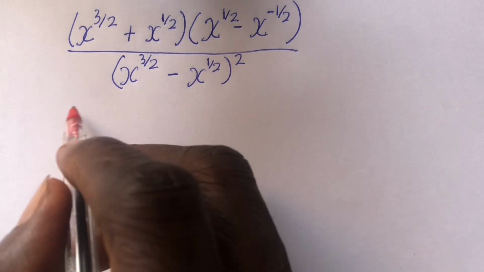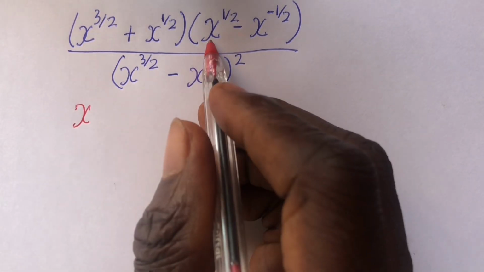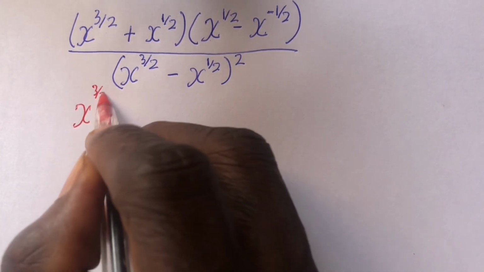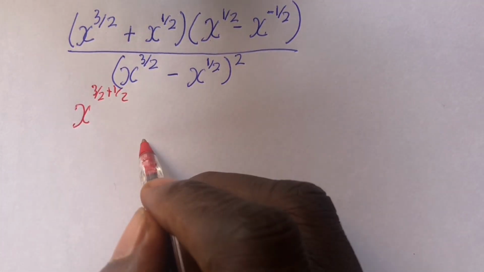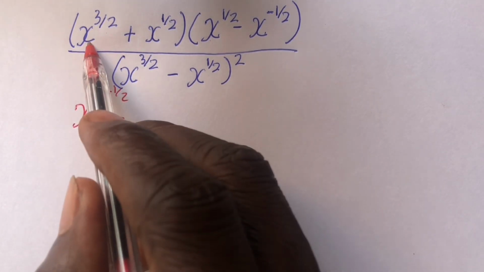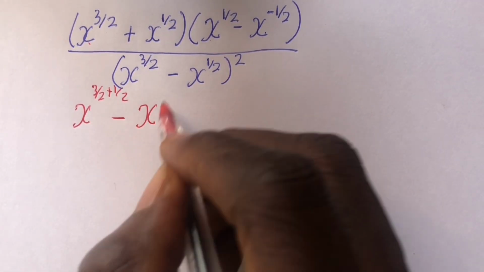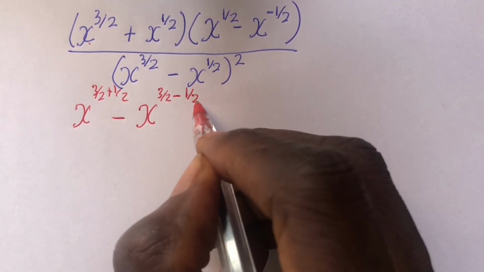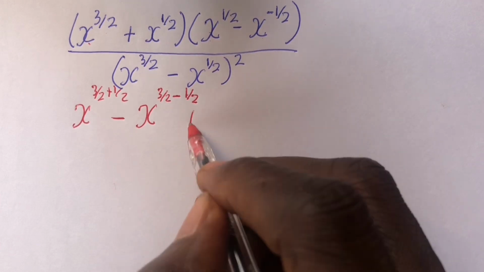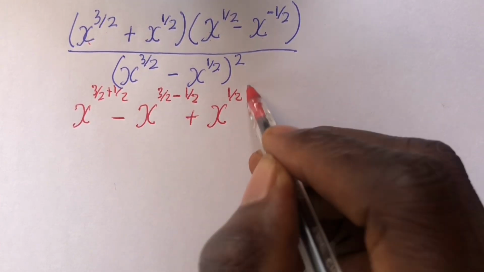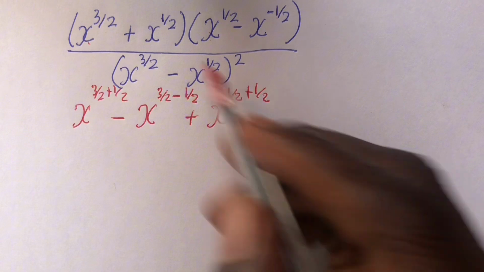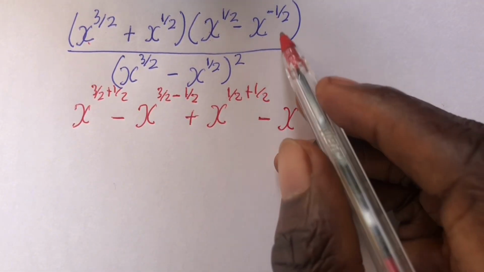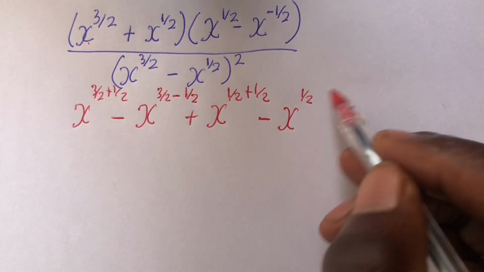So we are going to have x times this x, but they have powers. So we add the powers: 3/2 plus 1/2, minus, we multiply this. That gives us x^(3/2) plus minus half gives minus 1/2. Then we multiply this to get plus x^(1/2 + 1/2). Then we multiply this to get minus x^(1/2). And this one, half plus minus half gives minus half.